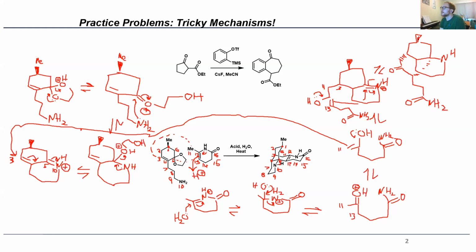And now if I draw this structure in 2 dimensions or in 3 dimensions, we can recognize that it's 3 6-membered rings, so that's 3 chairs, and looks a lot like our product.